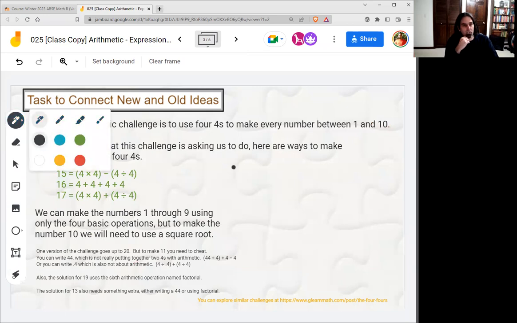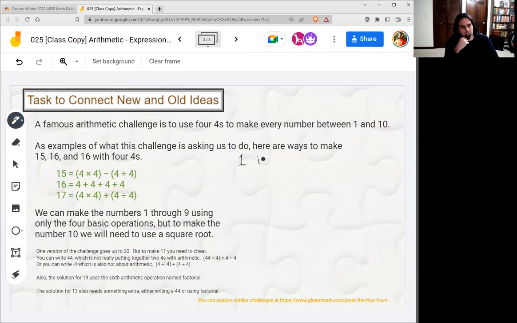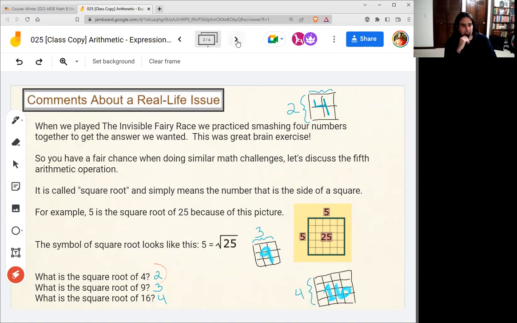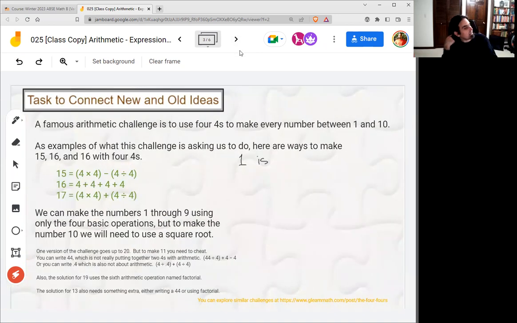So we're going to write stuff on the side of 1 is, and then tell me how to make 1 with 4 4s. It's sort of like we're playing the invisible fairy race, but our dice are cursed and only roll 4s. We can get 1 through 9 using just adding, subtracting, multiplying, and dividing. But to get 10 to really finish, we're going to have to use that the square root of 4 is 2. As notes in fine print, one version goes up to 20, but then you sort of have to cheat. I'm not going to worry about that.